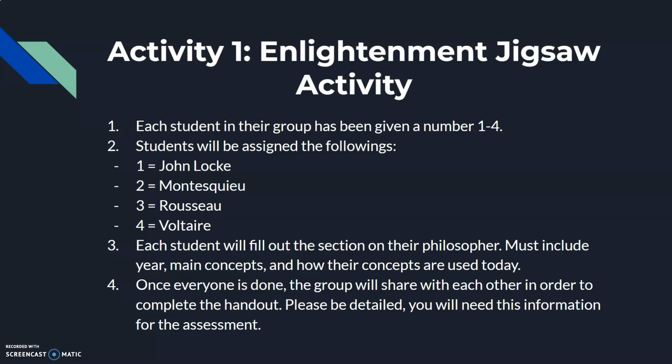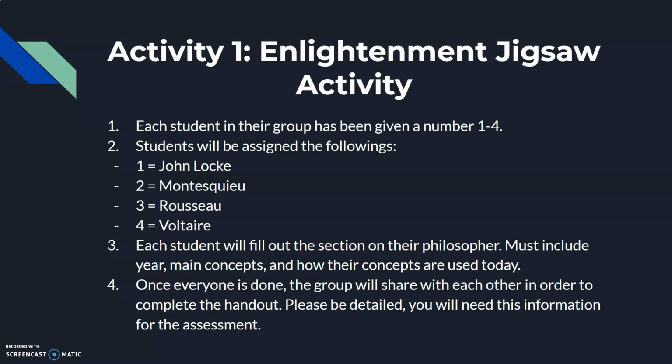What I would just be doing is assigning each group member a number, 1 through 4. And then depending on what number that student had, they would correspond with a certain philosopher. So for example, if you had number 1, you would be with John Locke. 2 would be Montesquieu, 3 would be Rousseau, and then 4 would be Voltaire.